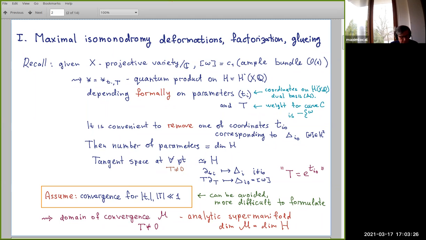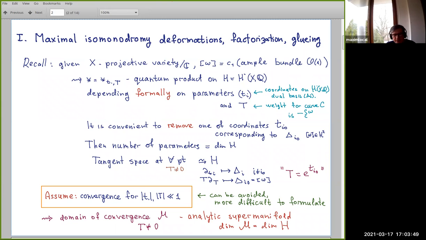Okay, so we get this formal gadget. May I ask a question? Yeah. So you replaced the variable t_{i0} with capital T. In a sense, one is redundant. They're related, so I just remove the logarithmic version and go to the exponential version.